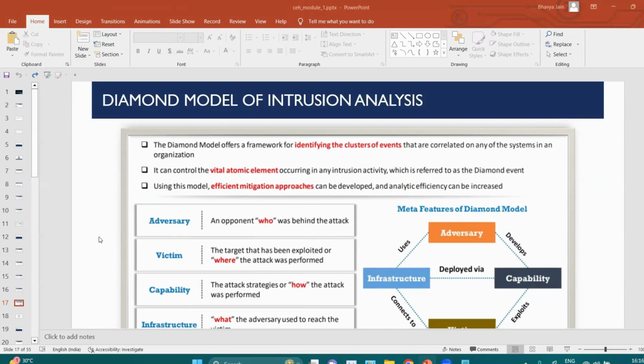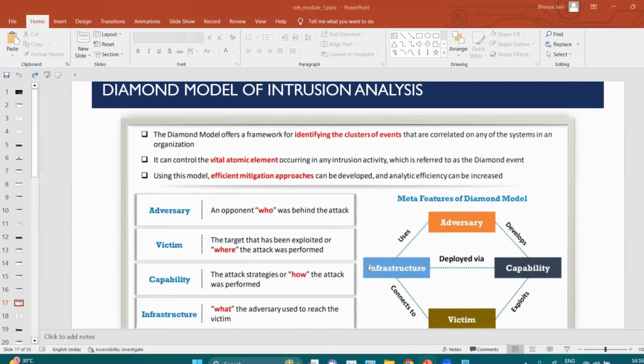But in cybersecurity, we say no system is safe. There's always a chance of compromising any system. Any attacker can compromise a system. So what can we do after the compromise, after any incident or any attack? That is what this model is saying. We have to investigate first. So how can we investigate?